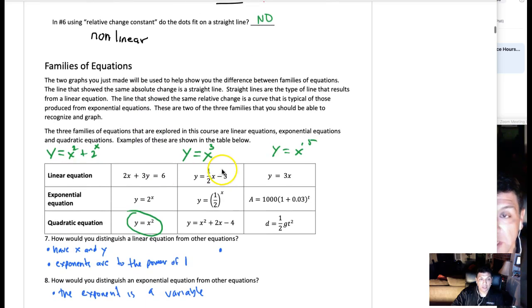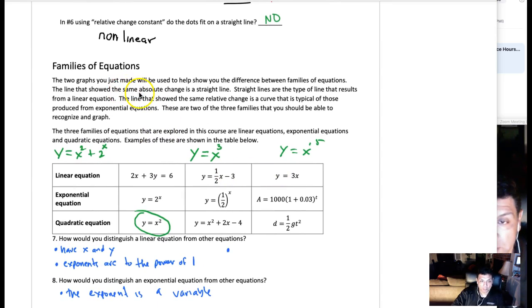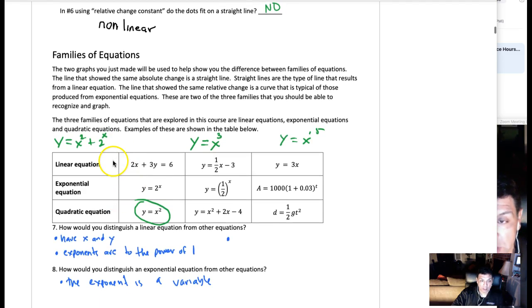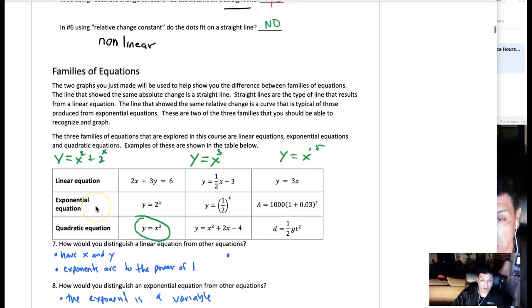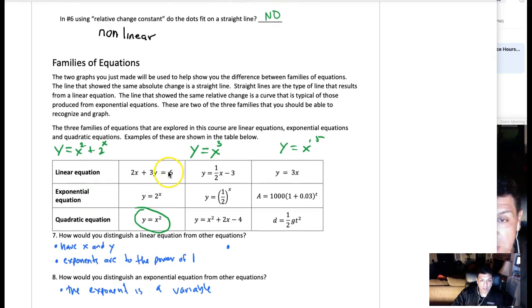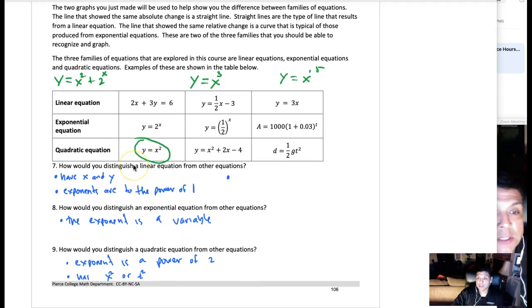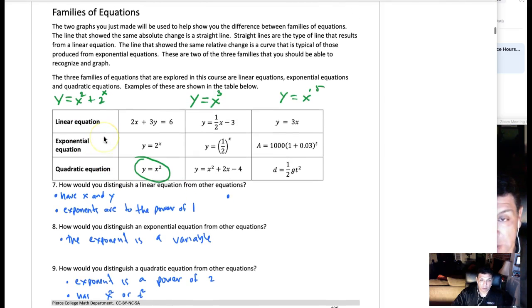So officially now what we're going to study is what we call different types of equations, 3 different types of equations we're going to look at in this course: linear equations, exponential equations, and quadratic equations. And so if you look carefully, each of them has a different look. And so these first questions are about what do you recognize in the different types of equations.